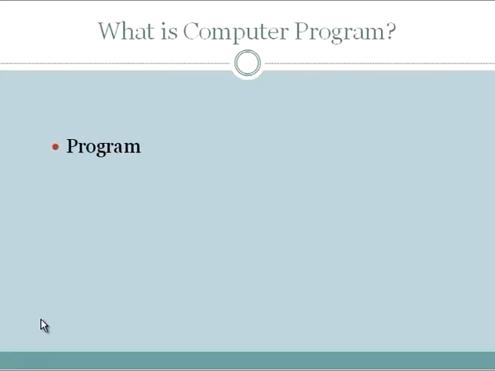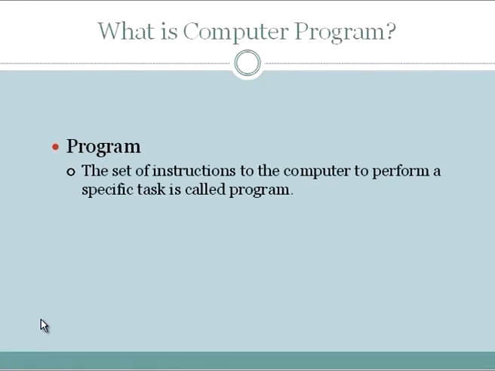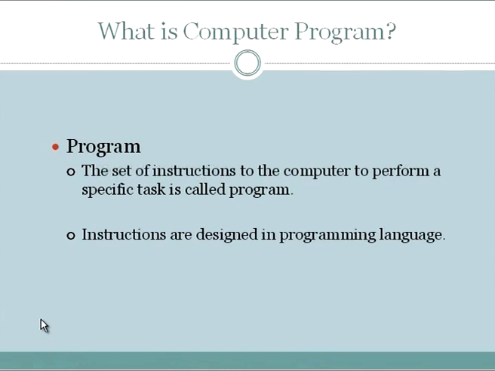What is computer program? A program is simply defined as the set of instructions to the computer to perform a specific task. Instructions are designed in programming language. Now, what is programming language? Programming language is a tool that is used for communication with computer system.